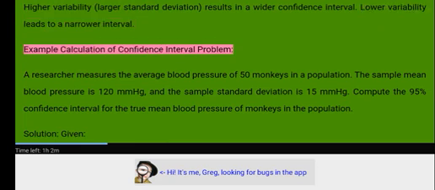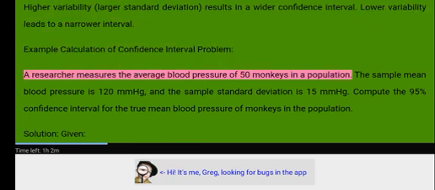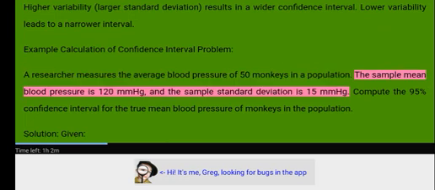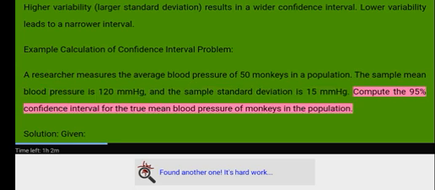Example calculation of confidence interval. Problem: a researcher measures the average blood pressure of 50 monkeys in a population. The sample mean blood pressure is 120 mm of mercury, and the sample standard deviation is 15 mm of mercury. Compute the 95% confidence interval for the true mean blood pressure of monkeys in the population.